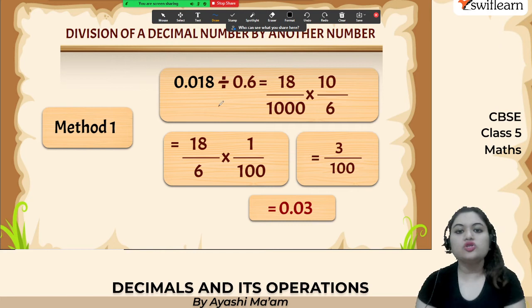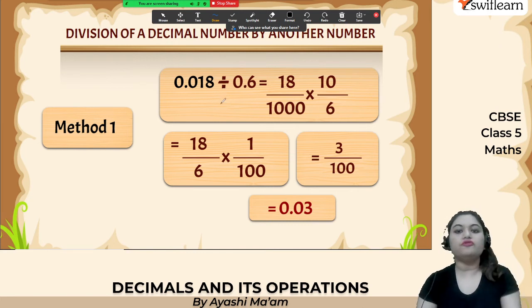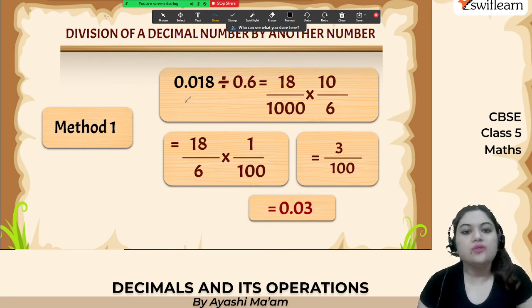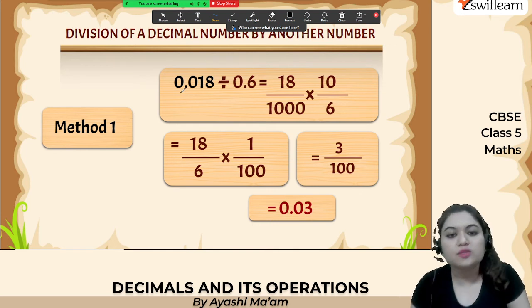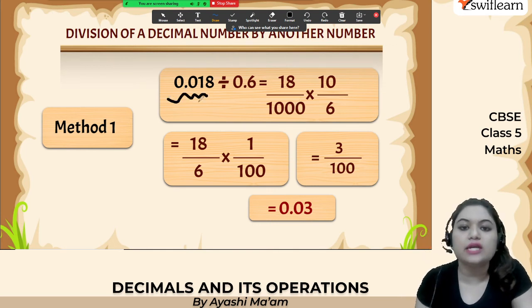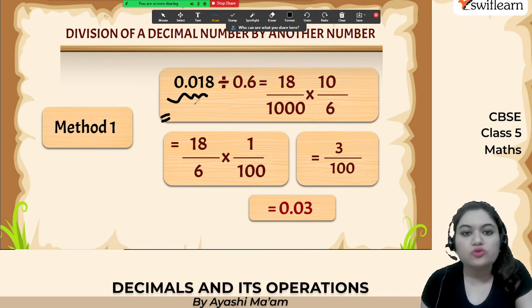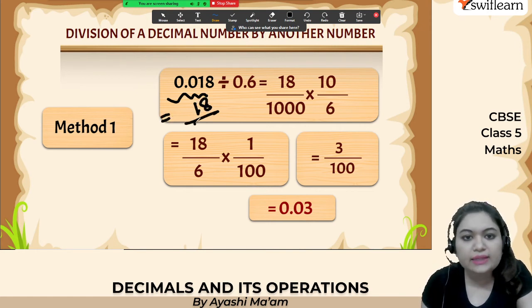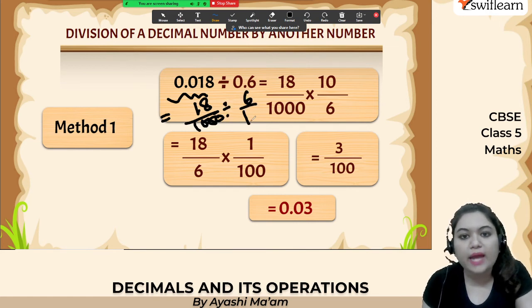Now there is another method of dividing a decimal. What you can do is convert it into fractions. I have already taught you how to convert decimals into fractions. So if you convert this into a fraction, you will get 18 by 1000. Let me do another step for you. You will get 18 by 1000 divided by, this is going to give you 6 by 10, right?